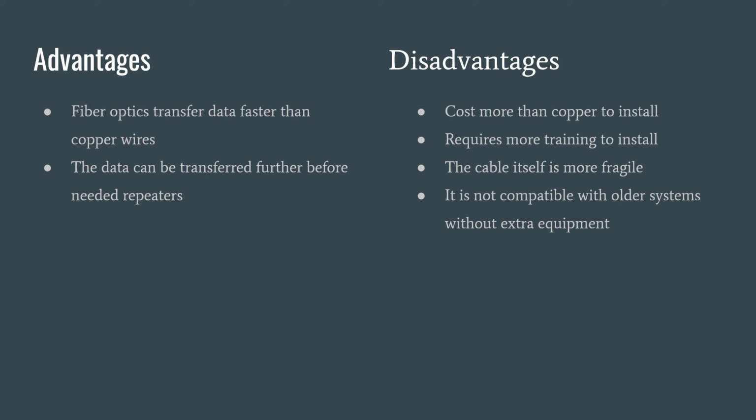The main disadvantages with fiber optic data transmission lines is that they cost more than copper to install. They require more extensive training for the installers than copper. The cable itself is more fragile, and it is not compatible with older or general consumer level equipment.